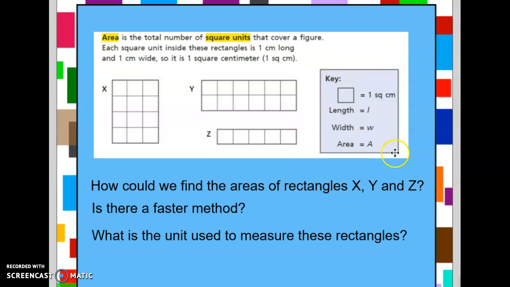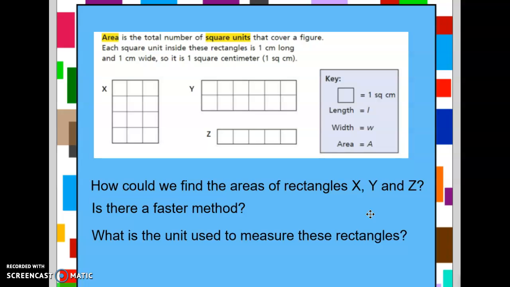So here's our key again, just like in our lesson with perimeter. The square is going to represent 1 square centimeter today. We're still going to be using the lowercase l for length, the lowercase w for width, and a capital A for the area. So, how do we find the areas of rectangles X, Y, and Z? Is there a faster method? And what is the unit used to measure these rectangles?